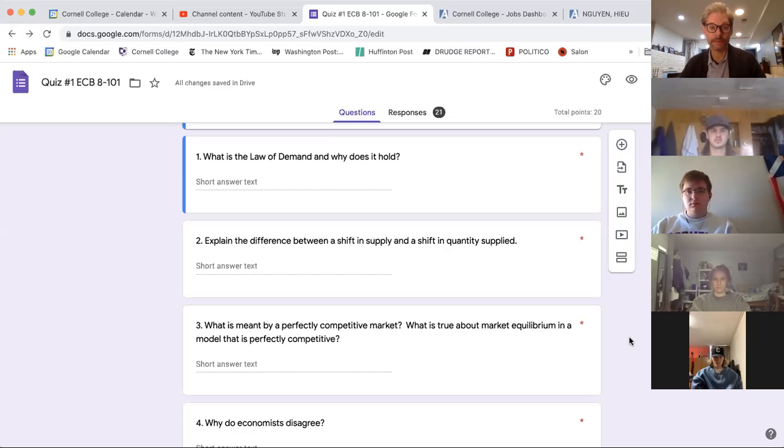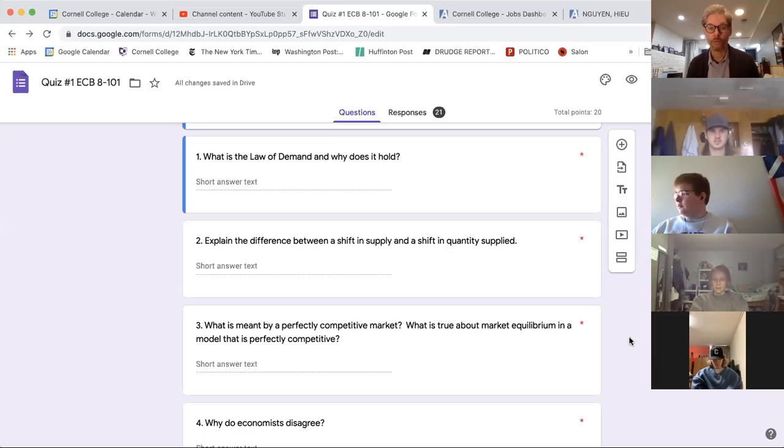Question number 2, explain the difference between a shift in supply and a shift in quantity supplied. A shift in supply is caused by a change in something other than price, and it leads to a new supply curve. A shift in quantity supplied is caused by a change in price, and it's a movement along the supply curve.